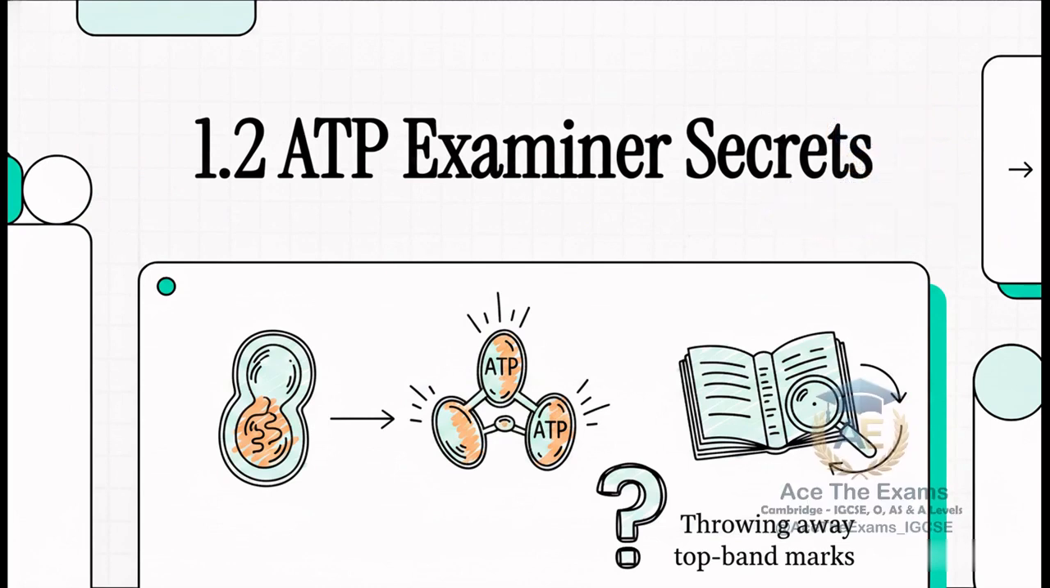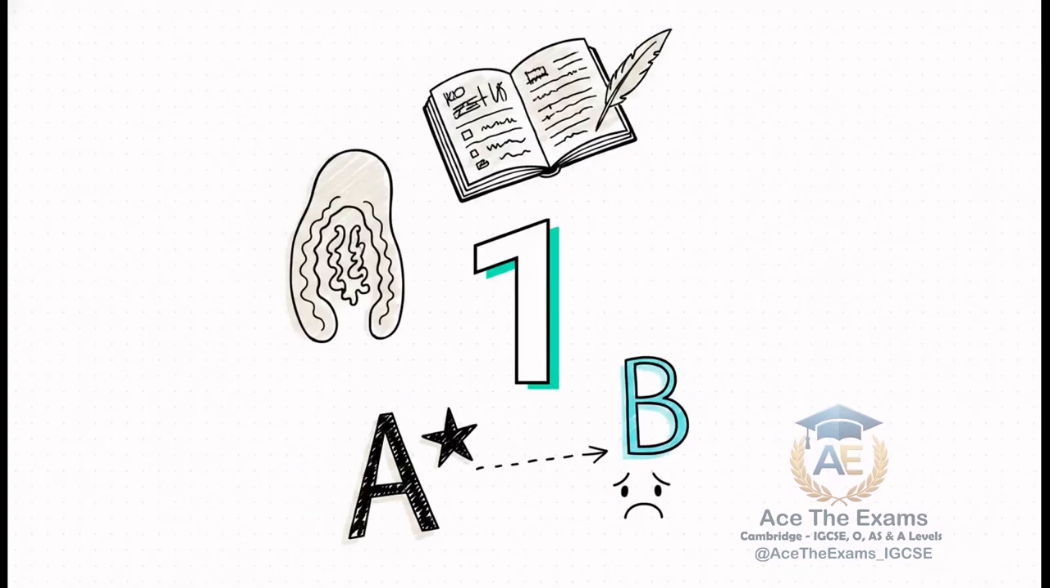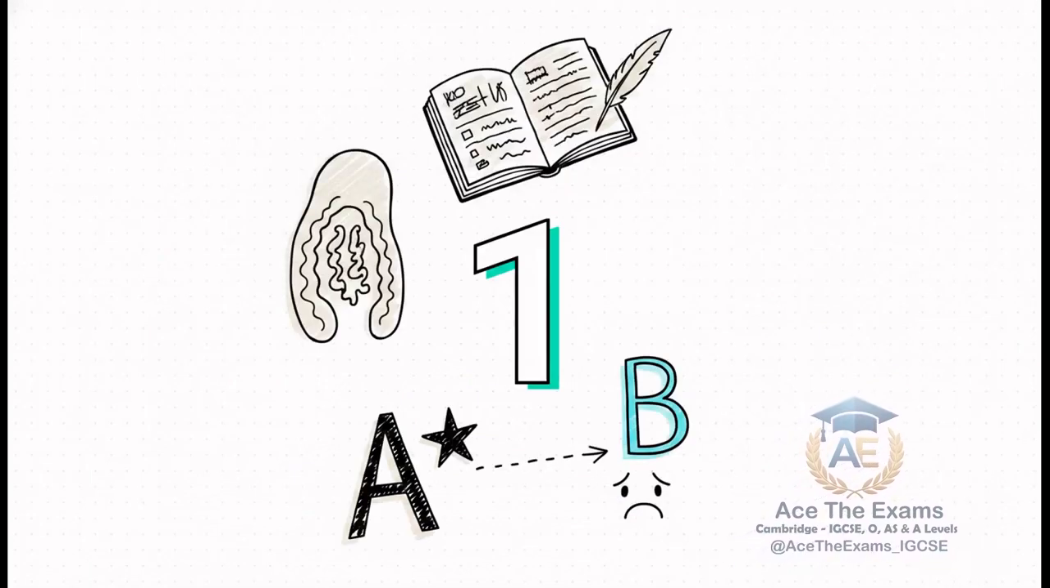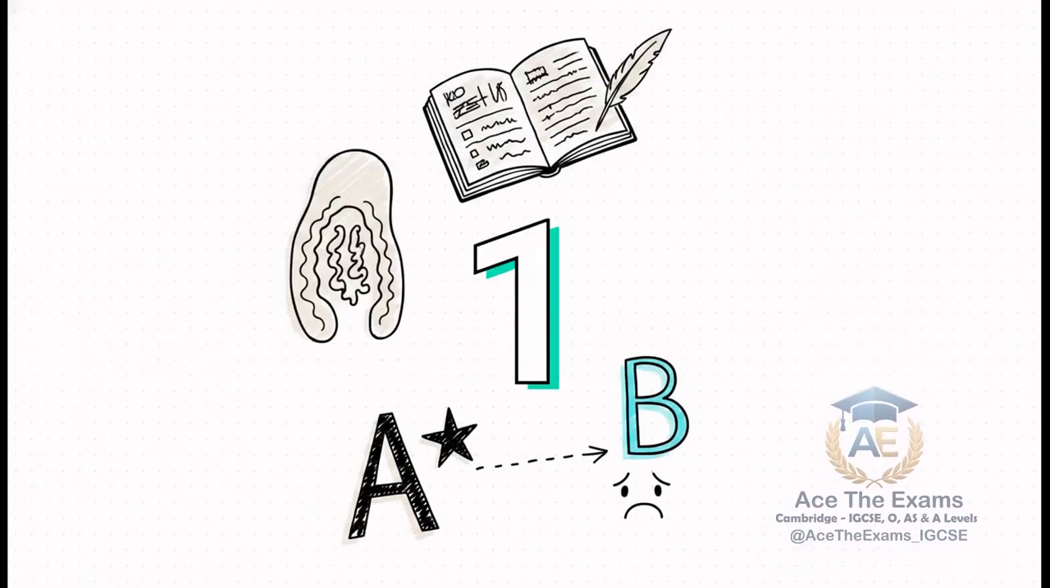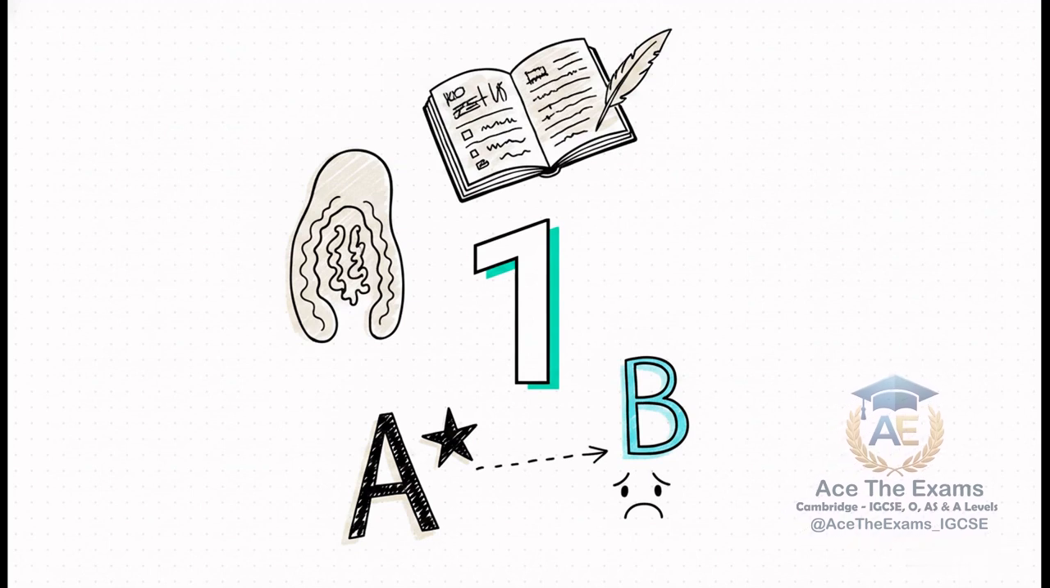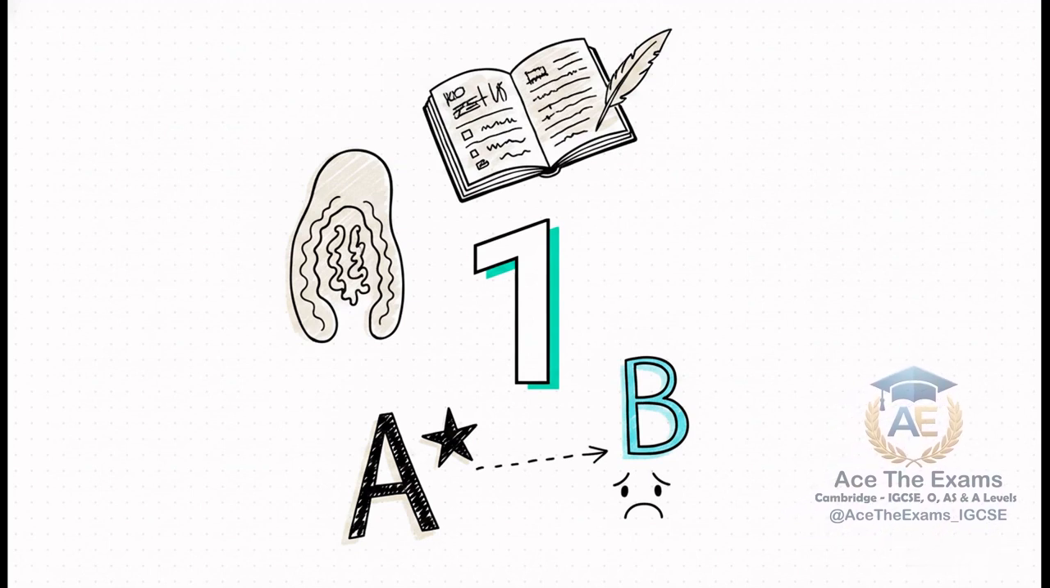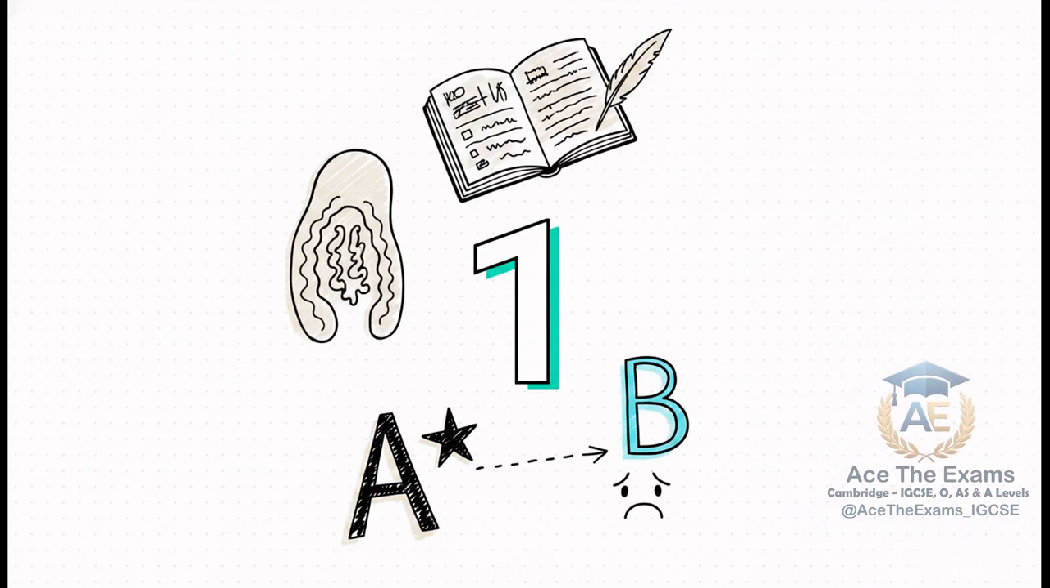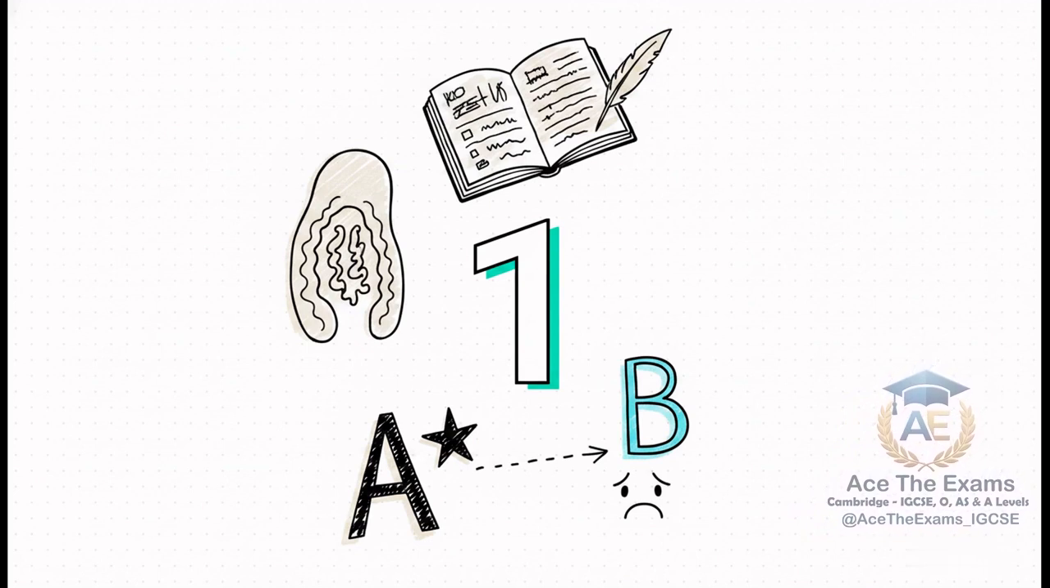Even after studying the textbook cover to cover, thousands of students are actively throwing away top band marks, all because of one microscopic oversight. Literally just one tiny missing detail in your ATP calculations or leaving out a single descriptive word in your formatting can drop you an entire grade boundary. We're talking the difference between an A star and an A, or an A and a B. It really is that brutal.